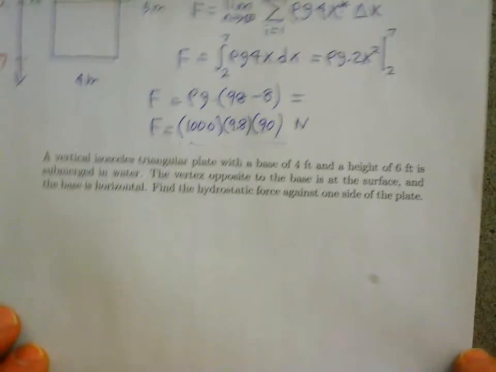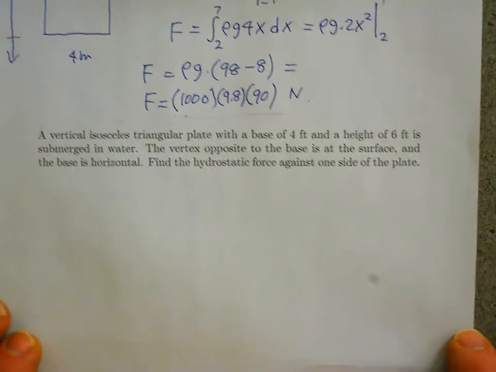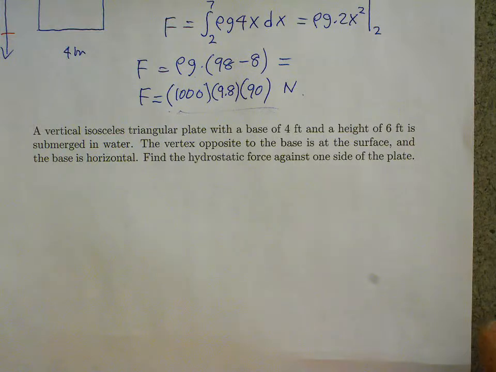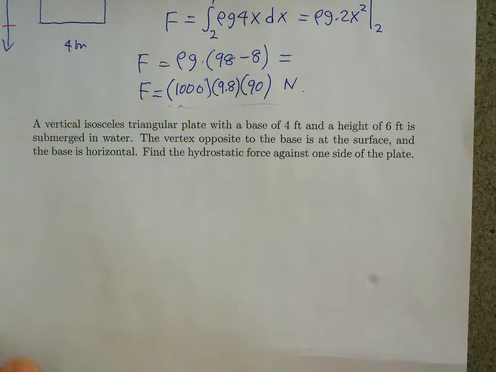Hey, this one, a vertical isosceles triangular plate with a base of 4 feet and a height of 6 feet is submerged in water, and the vertex opposite to the base is at the surface, and the base is horizontal. So the base is parallel with the surface. Find the hydrostatic force against one side of the plate.